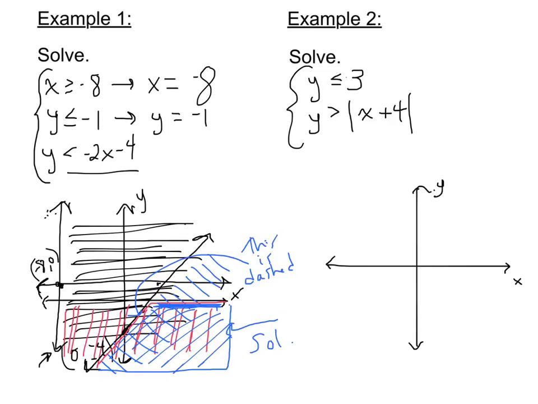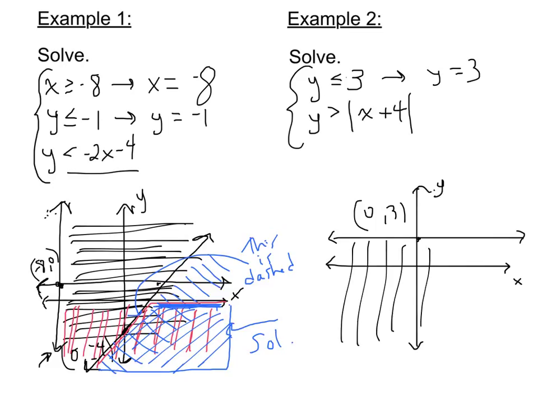Now let's look at example 2. Here again we have a couple of inequalities. We want to graph the associated equation. This one we're going to graph y equals 3. So that will be the horizontal line going through 3. And we could put 0, 3 just to show that. And it's less than or equal to, so we'll shade below that line. And next up we have an absolute value equation, which we practiced graphing in the last section.